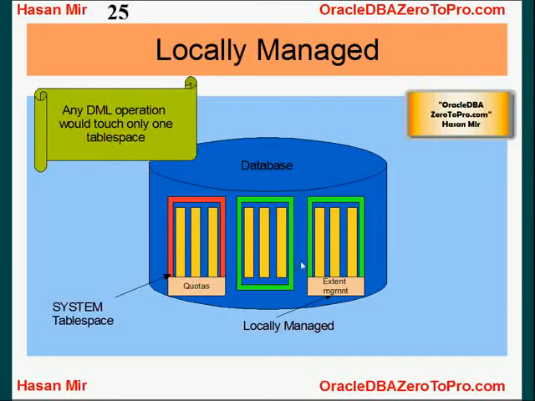So if you perform any DML operation on any objects in a locally managed table space, then the system will only have to touch one table space. So the system table space doesn't have to be touched, so that will be faster performance. So it's all common sense things so far.